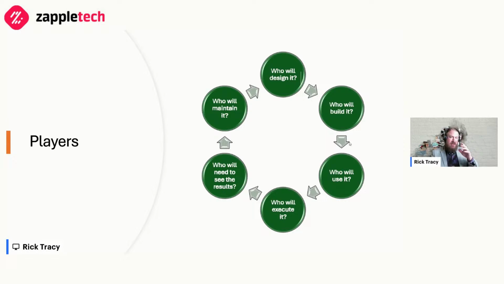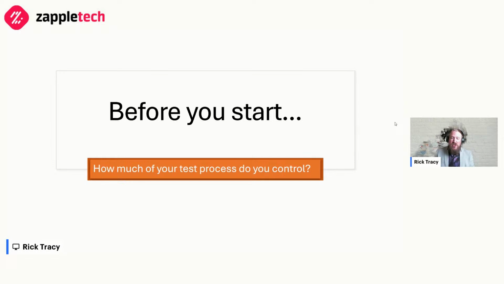So it's not necessarily that you need a different person for all these different roles, but it's important to know whose portfolio this is. Asking one person to have all of this, that's not realistic. You're going to be doing a back and forth with people during the automation. So before you even start, you should know who's involved. You should also know how much of your test process you control.